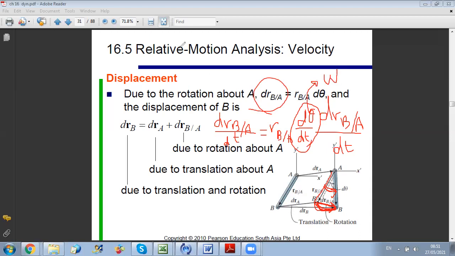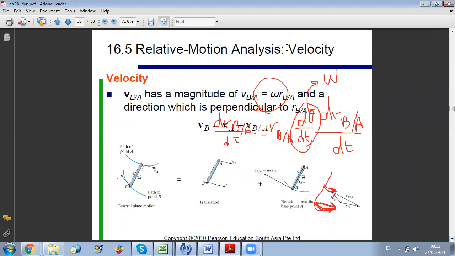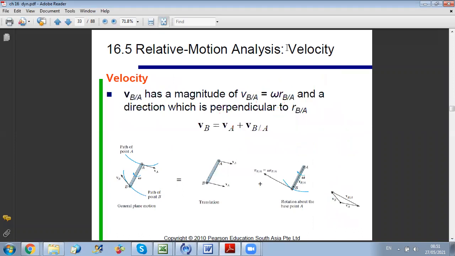So now I can say that VB relative to A, this term, is due to the rotation of B, the velocity of rotation of B with respect to A, which will always be perpendicular to AB, because it represents the rotation of B about A. So in this way, I decomposed my velocity vector of B into the absolute velocity of A plus the relative velocity of rotation of B with respect to A.